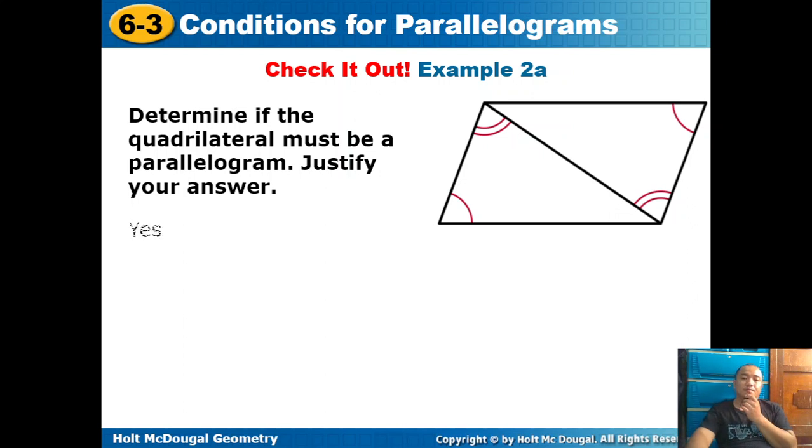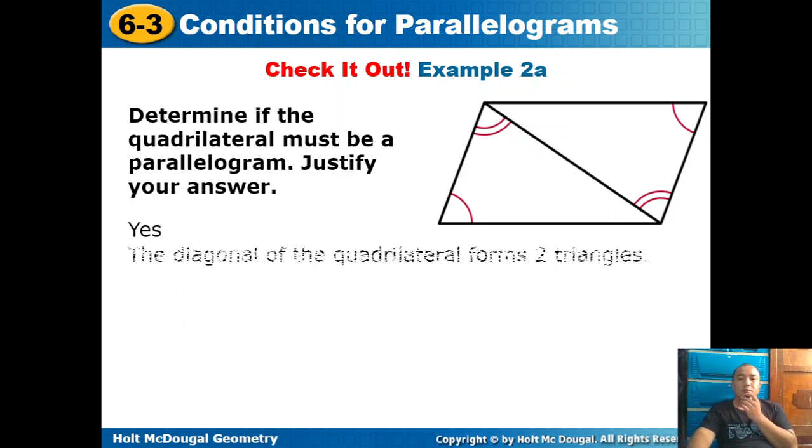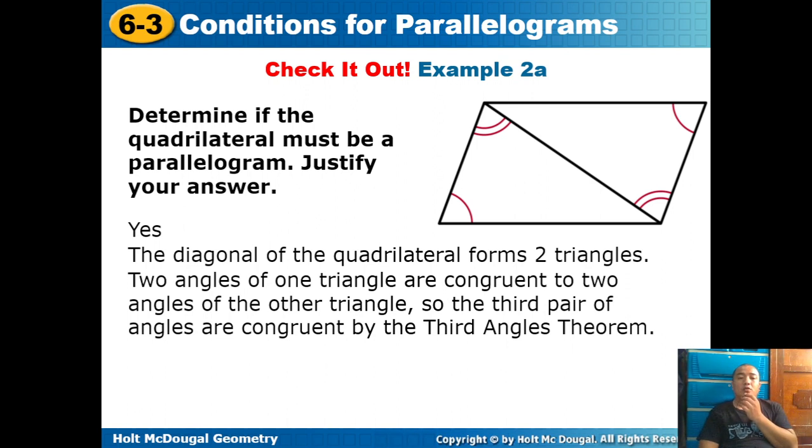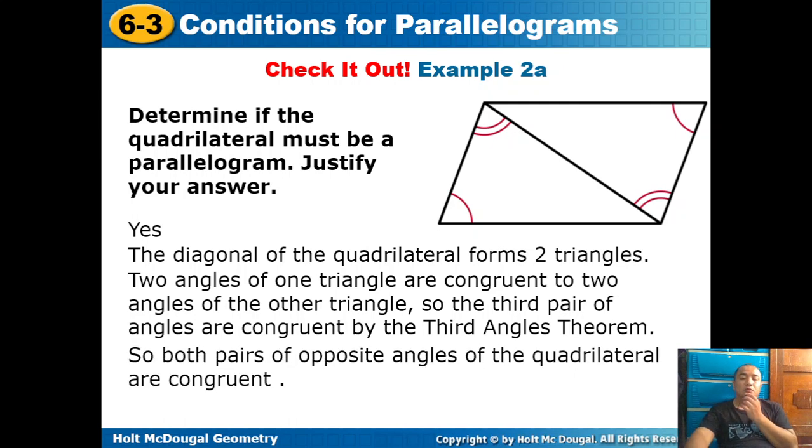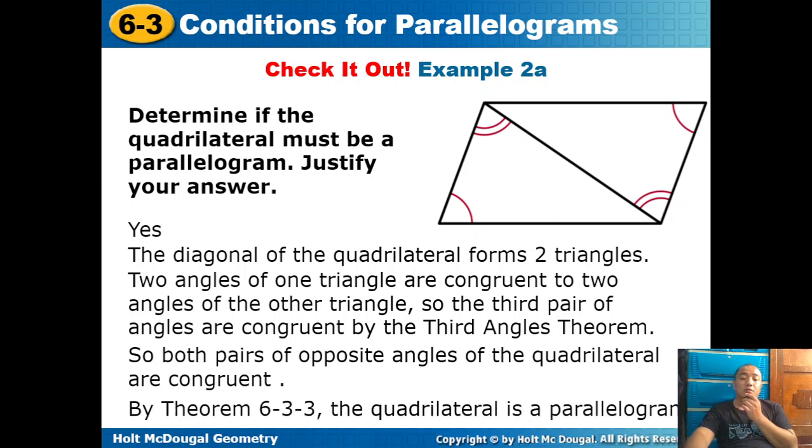Now, determine if the quadrilateral must be a parallelogram. Justify your answer. Yes. The diagonal of the quadrilateral forms two triangles. Two angles of one triangle are congruent to two angles of the other triangle. So the third pair of angles are congruent by the Third Angles Theorem. So both pairs of opposite angles of the quadrilateral are congruent. By Theorem 6-3-3, the quadrilateral is a parallelogram.